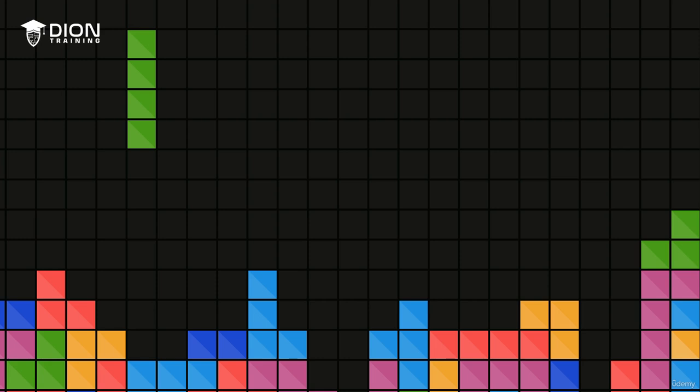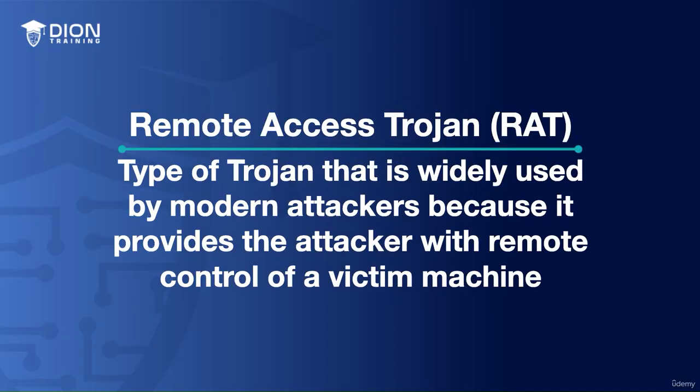What I just described is one of the earliest examples of what we now refer to as a RAT, a remote access Trojan. A RAT is a type of Trojan that's widely used by modern attackers because it provides the attacker with remote control of a victimized machine.